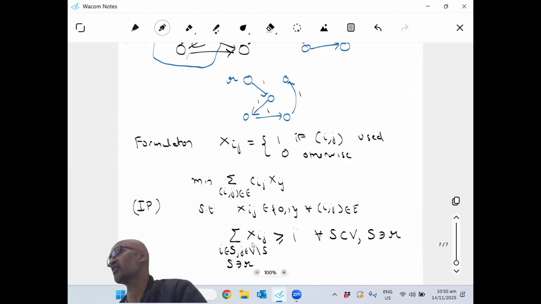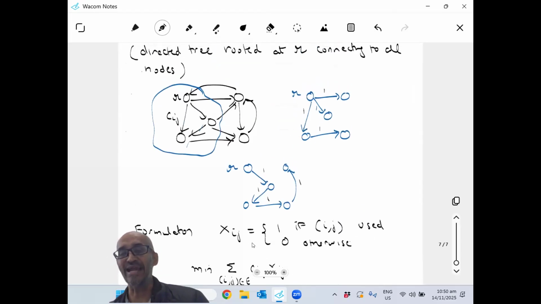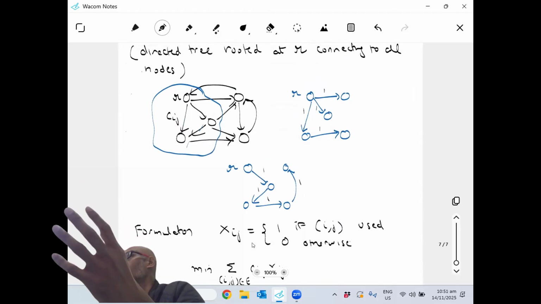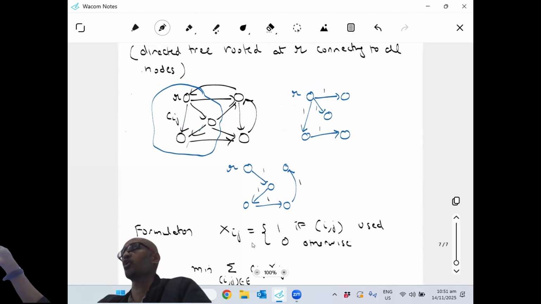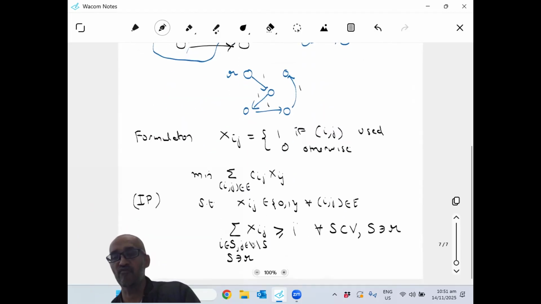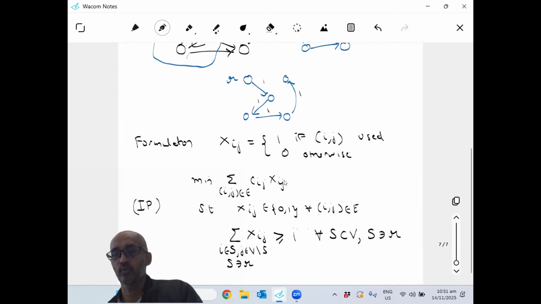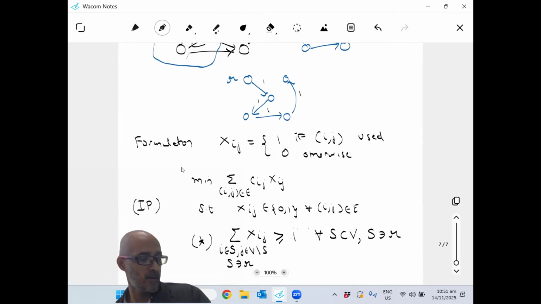Clearly, I require this for every strict subset. If I take the entire set of nodes, there are no edges going out of the set. So this is for every subset. That is a formulation. In fact, it's an exact formulation for this problem. Okay. So is it clear what this constraint is doing? The star constraint is. Is it clear?